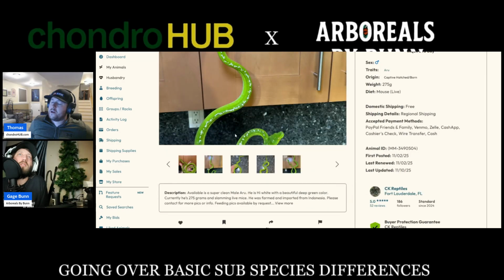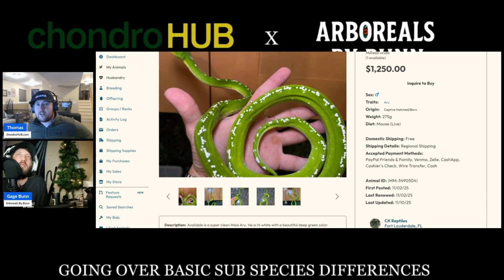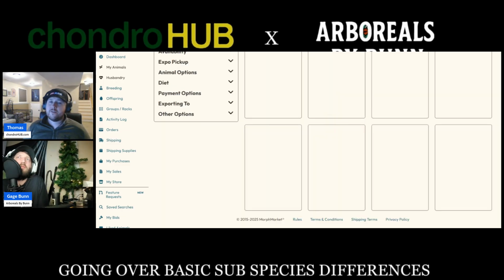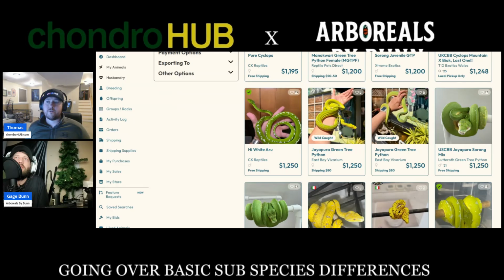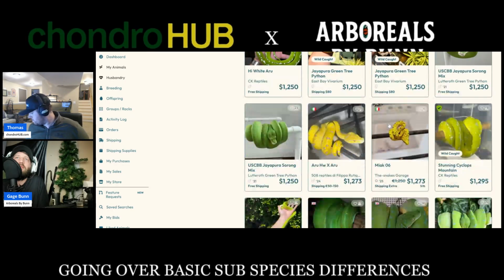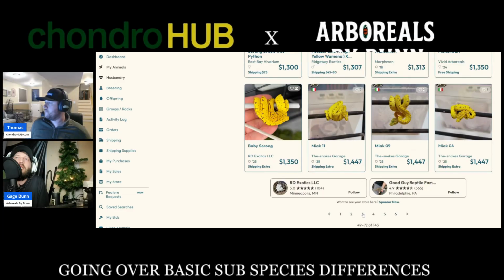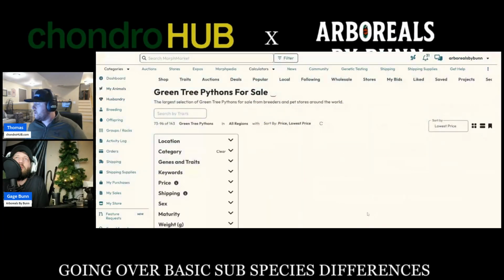If someone is trying to list or sell an Aussie, Australian, it's not Australian because they don't allow exportation. But there is a chance you could find a Maruki. They do get posted once in a while, but pretty much the only Morelia viridis that you're really going to come into is the Aru. Yeah, I think that's probably going to be it for Aru.